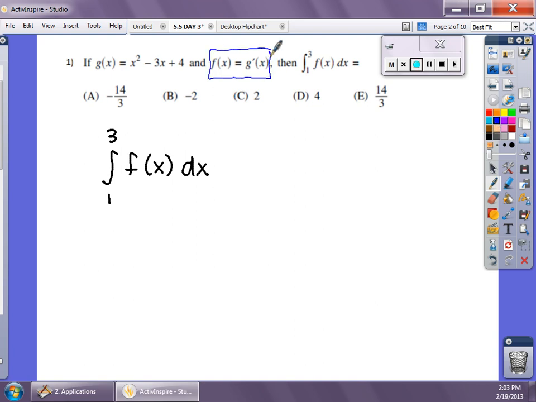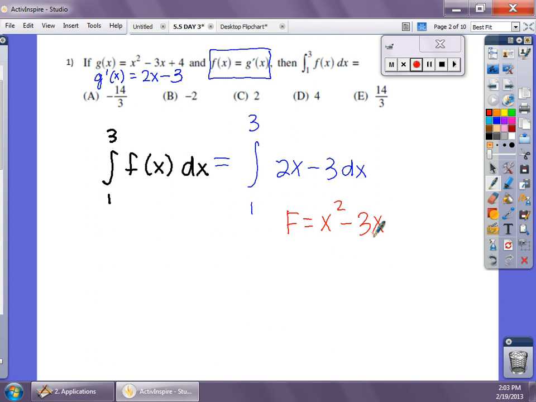So if f of x is g prime, and I find g prime, which is 2x minus 3, then I can substitute that in right here and put 2x minus 3 dx. My antiderivative is actually x squared minus 3x. Notice the plus 4 is not there. If you use it by accident, you'll still get the correct answer.